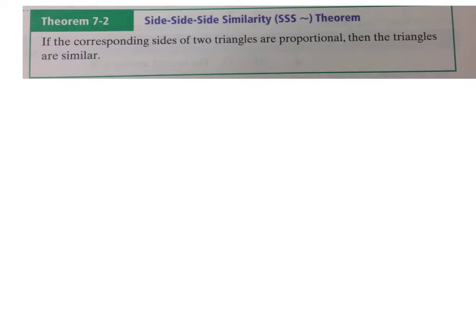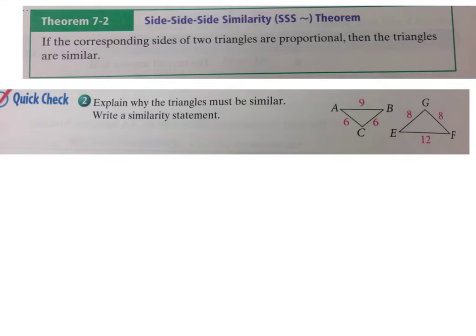Our next similarity statement is side-side-side similarity, or SSS similarity, which states if the corresponding sides of two triangles are proportional, then the triangles are similar. You don't need to know anything about the angle measures at all in order to get the triangles similar. Now let's take a look at quick check number 2 to see if we can better understand SSS similarity.